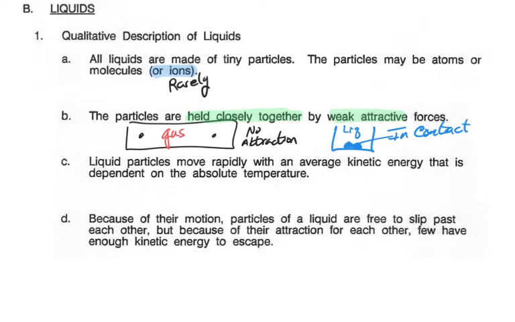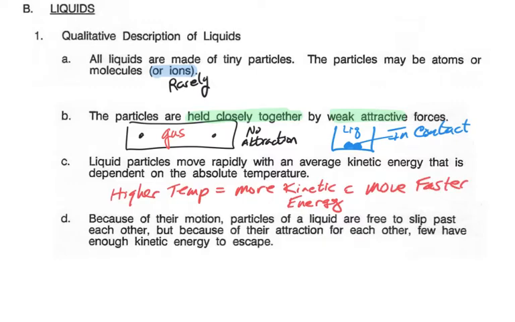The liquid particles move rapidly with an average kinetic energy that is dependent upon their absolute temperature. This is exactly the same as we saw with gases. The particles move faster when they get hotter, okay? So higher temperature means more kinetic energy, and that means they move faster.